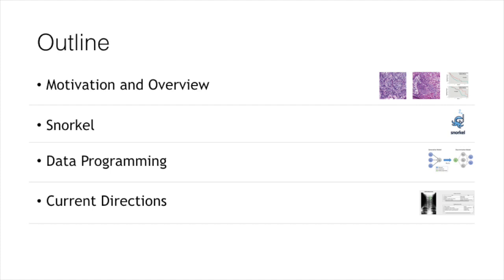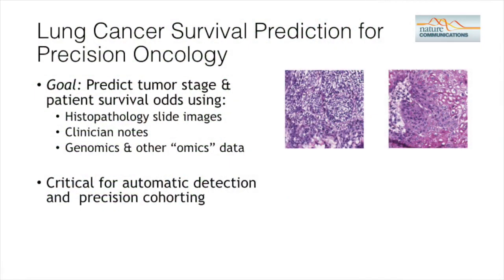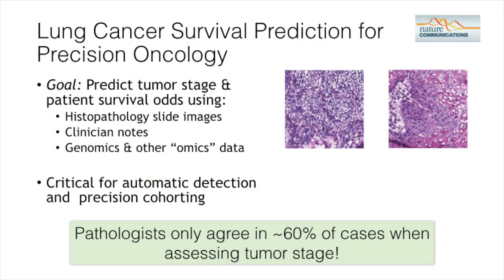So first, Chris presented some of the exciting work that's been done in the lab on predicting small cell lung cancer outcomes using histopathology slides and other data with some of our collaborators who are here. And this is a pretty exciting problem. It's pretty critical for automatic detection of these types of diseases and for precision cohorting. And it's interesting that, as Chris mentioned, pathologists only agree in about 60% of cases when assessing the tumor stage. So there's room to improve here with automated methods, or at least that's our thinking here.